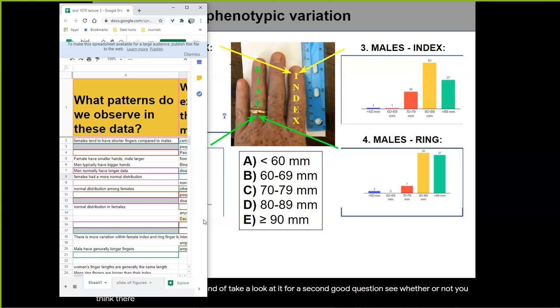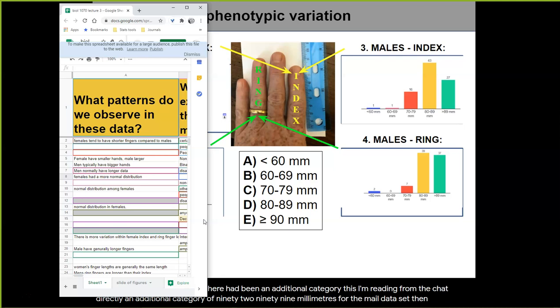Some good thoughts in the chat. Yes, very good. So, excellent, thank you. I'm reading from the chat directly: if there had been an additional category of 90 to 99 millimeters for the male data set, then it might very well have been a normal distribution. Thank you very much. Totally correct. The top end got compressed with this greater than or less than.